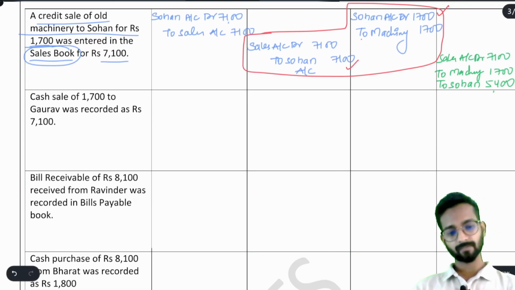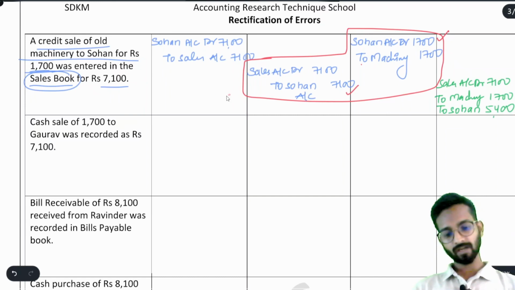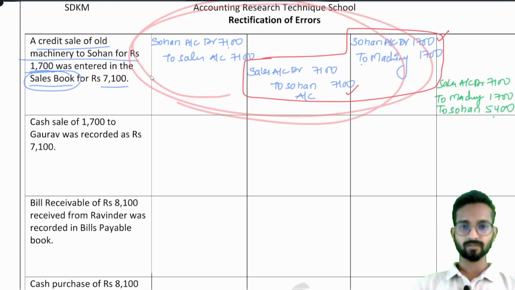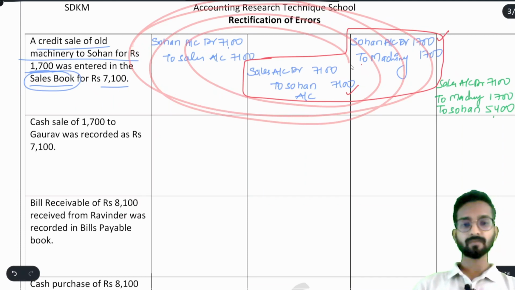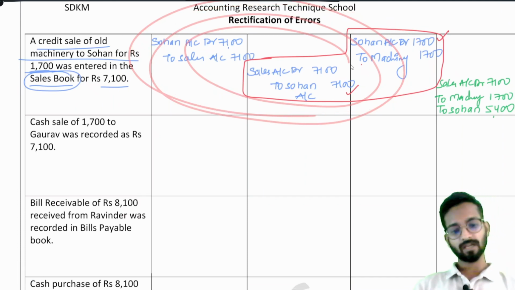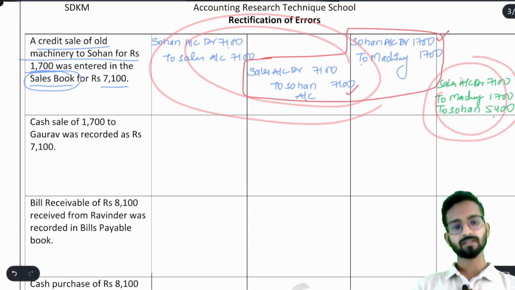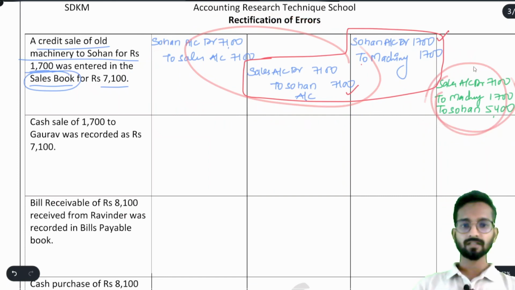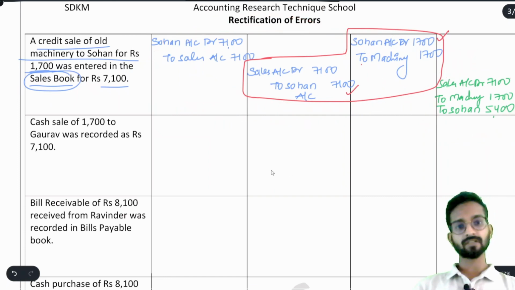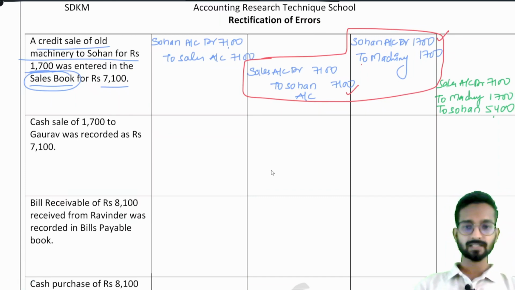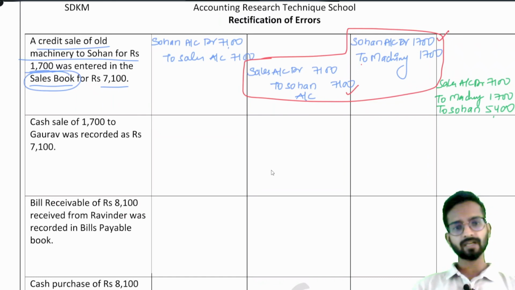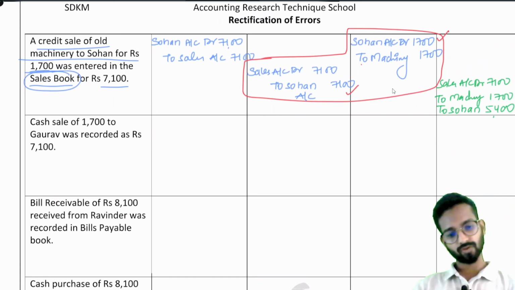See, understand, we are not originally supposed to pass these entries, okay? This is the method of learning rectification of errors. Our answer is this entry only. That's it, this is our final answer. All this drama of wrong entry, reversal of wrong entry, correct entry, we are doing because we are at the beginner stage, just learning the rectification. When we get a better understanding, you can directly pass the rectification. We will do the sums also, don't worry, okay?